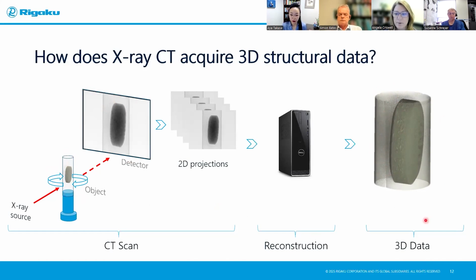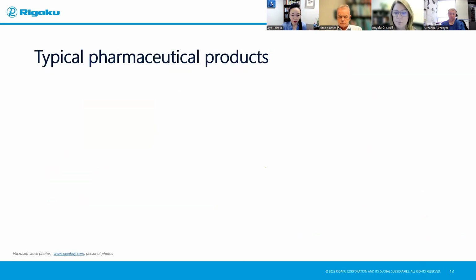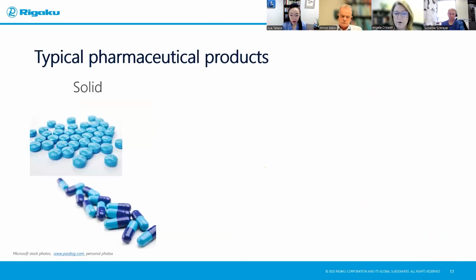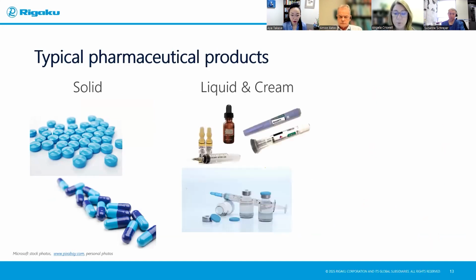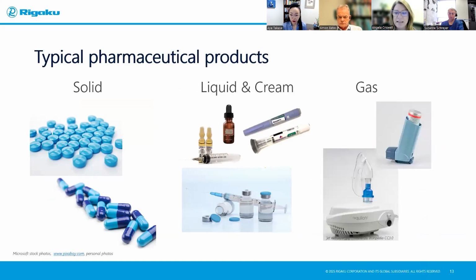It's a little bit of foam in this tube. So how is that relevant for typical pharmaceutical products? Pharmaceutical products have different types of dosages. Of course, we're very familiar with the solid dosage form. There are also liquid and cream or gel type forms. And finally, there are gas dosage forms. And it turns out all of these are fully accessible for interrogation by X-ray CT.